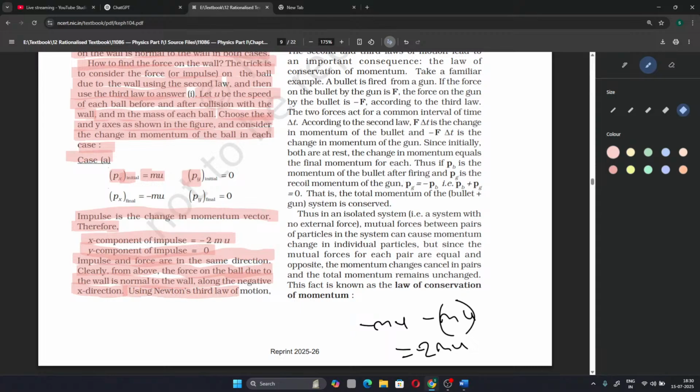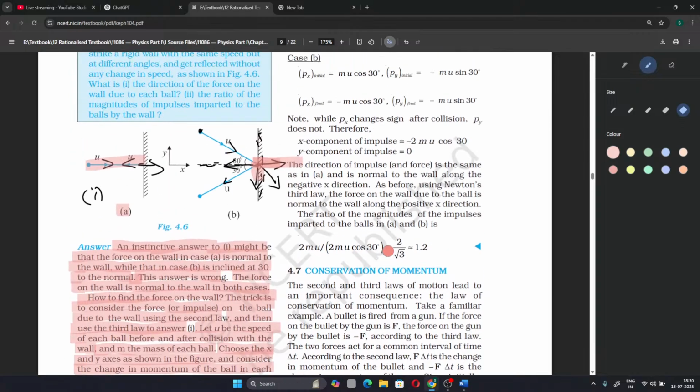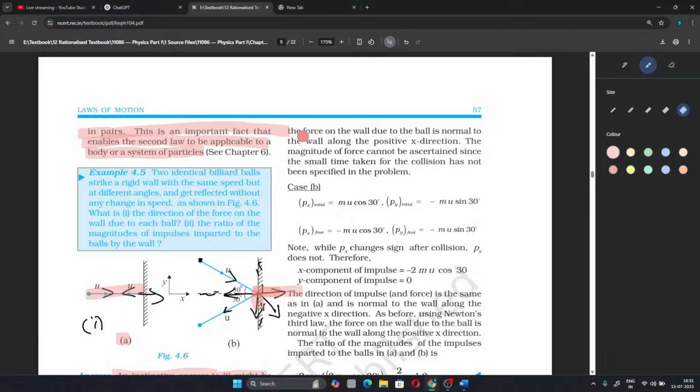Now, we calculated the force on the wall due to the wall is acting in the negative x-axis direction, and the force on the ball, no wait, not the ball, on the wall due to the ball is in the positive x direction. Now, using Newton's third law of motion, the force on the wall due to the ball is normal to the wall along the positive x direction. Okay, this is using Newton's third law, not first.